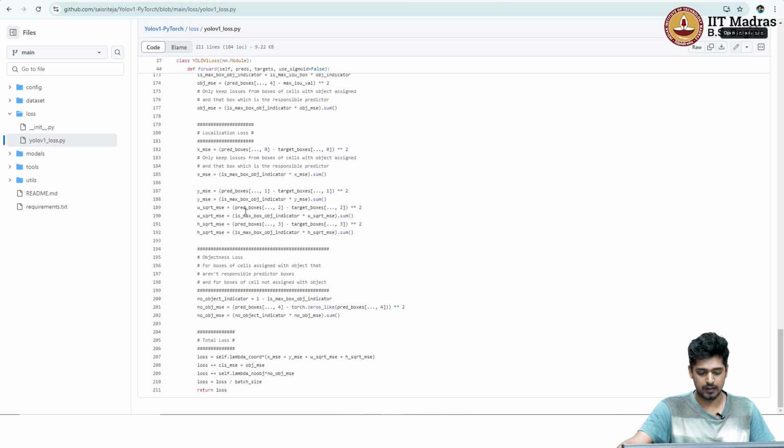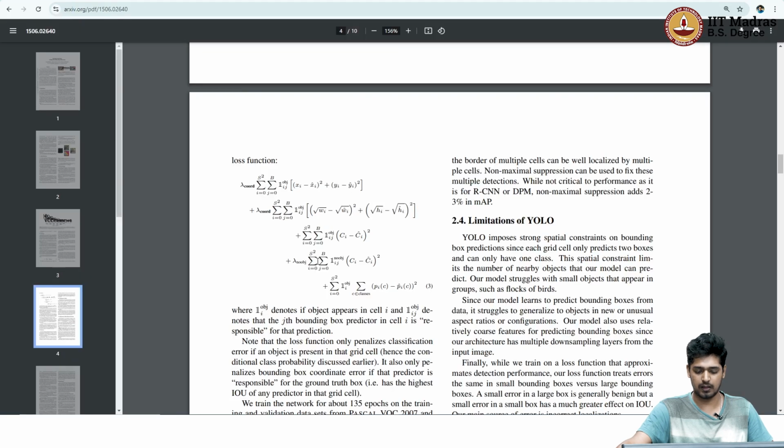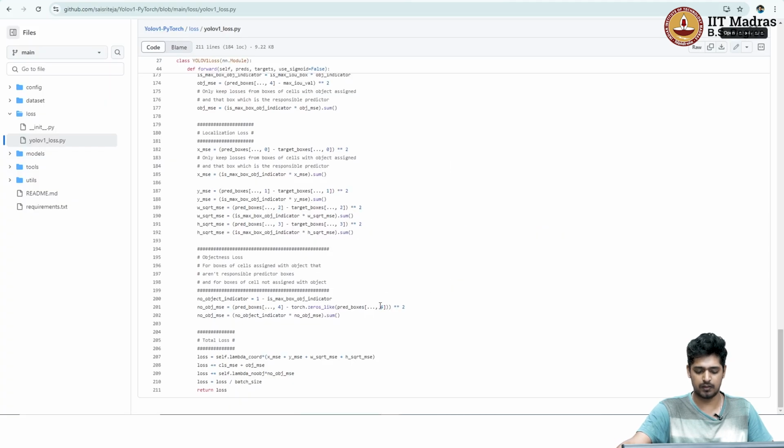Once we get that, we also have the fourth one, which is basically the no objectness loss. This is the last one over here. We get the particular thresholds out of it as well, and then we calculate it the same way we calculated the object loss. Once we get them, we multiply with all of them.